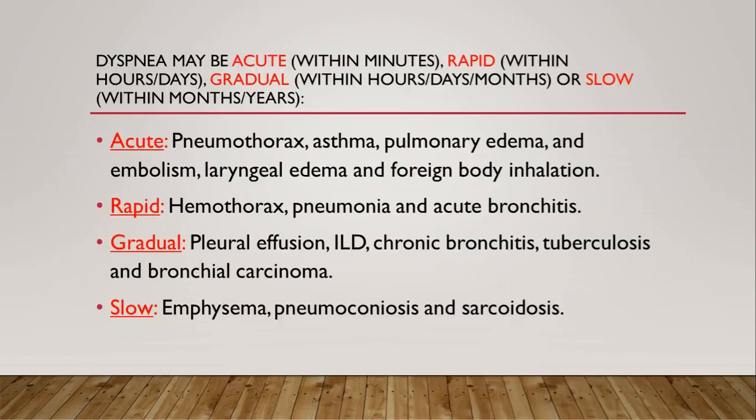Acute dyspnea, acute within minutes, like in pneumothorax, asthma, pulmonary edema, embolism, laryngeal edema, foreign body inhalation. All these can cause acute onset of dyspnea. Rapid, within hours or days, like in pneumothorax, pneumonia, acute bronchitis. Or slow, within months or years, like in emphysema, COPD, pneumoconiosis, or lung fibrosis and interstitial lung disease.